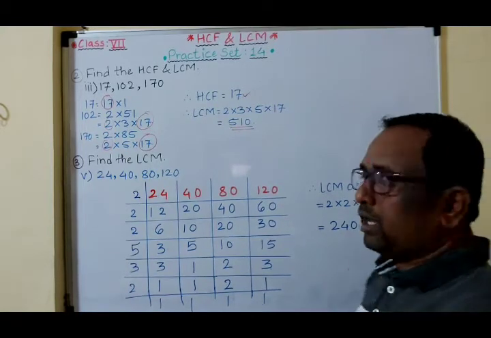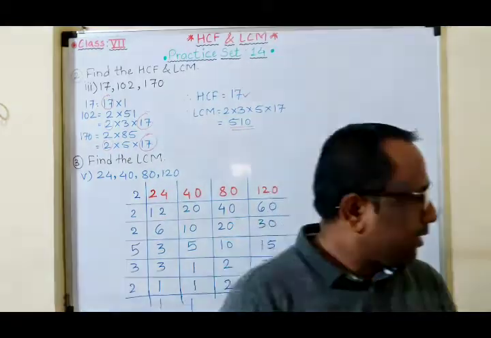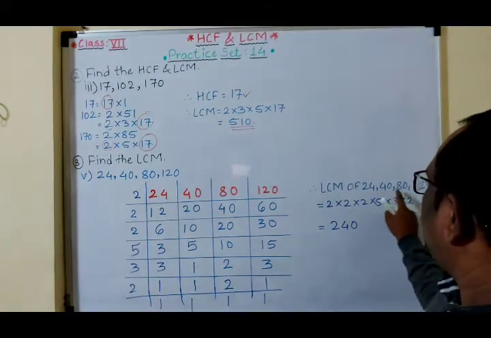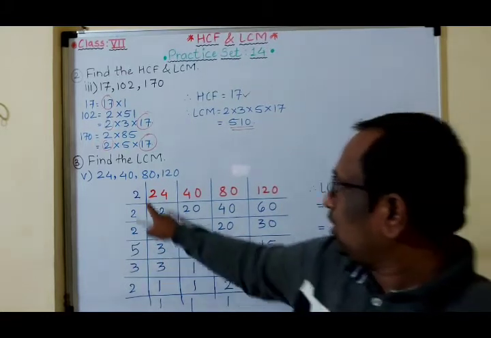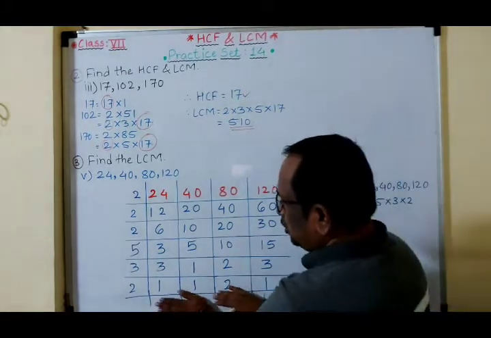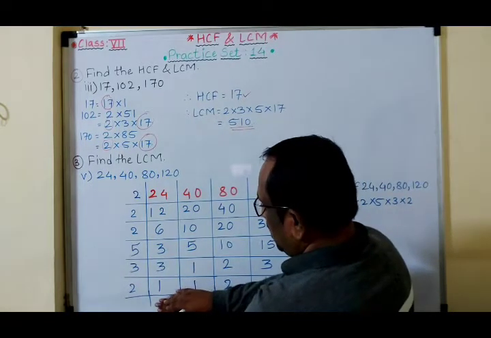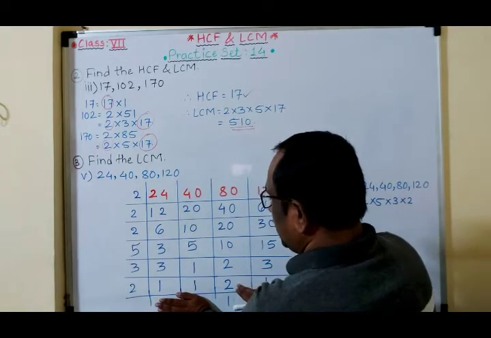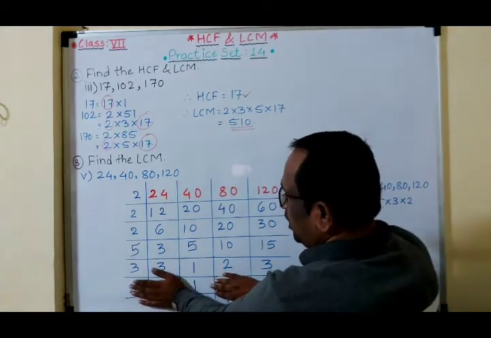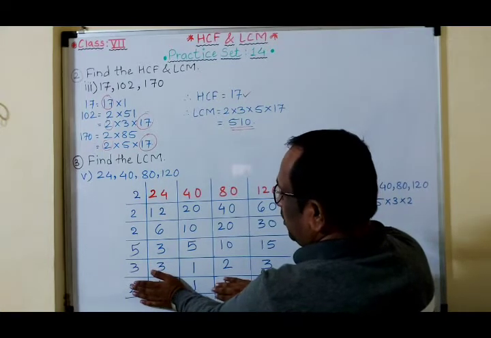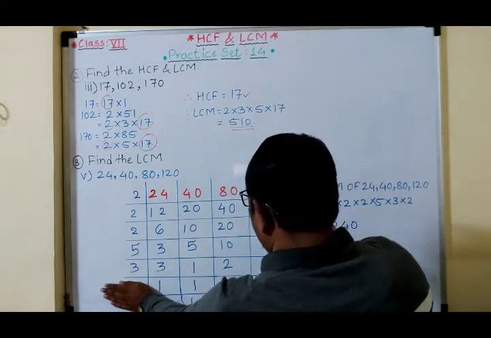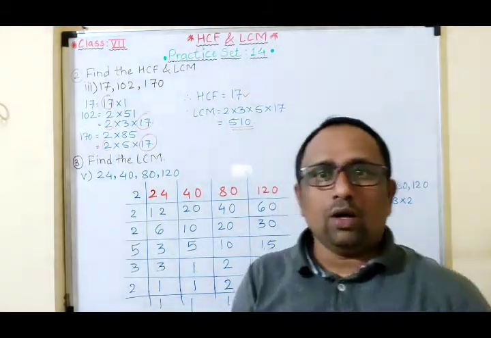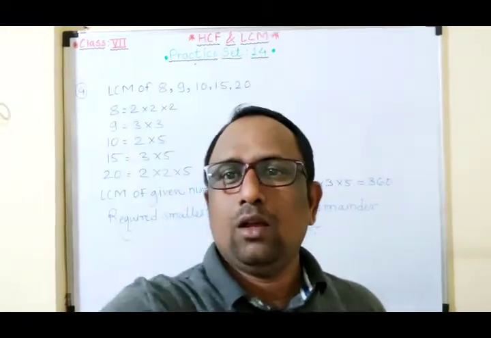240. So this 240 is the LCM of 24, 40, 80 and 120. So this way, you can stop here also. If you do not, then all these columns are numbers and here only 2 is there. You can divide or you can stop here also. 2, 2, 2, then what remains is 1, 1, 1, 2. So this way also you can write. Understood? Now we will see the next example.